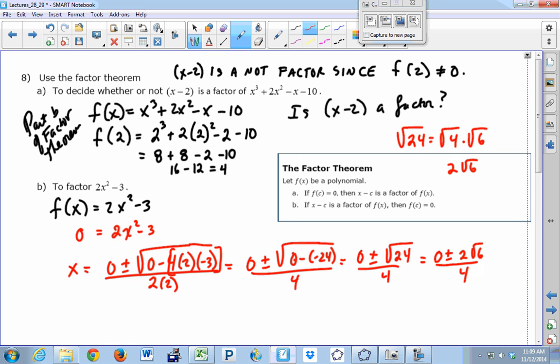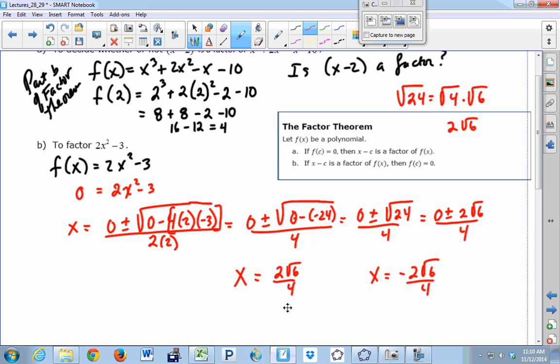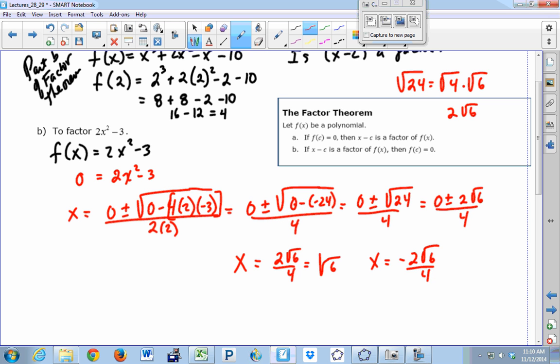The 0 in front is doing absolutely nothing. So I got 2 answers here. x equals 2 square roots of 6 over 4, and x equals minus 2 square roots of 6 over 4. And when I simplify that, when I reduce it, I have a common factor of 2 in the top and bottom. So I get the square root of 6 over 2, and negative square root of 6 over 2.